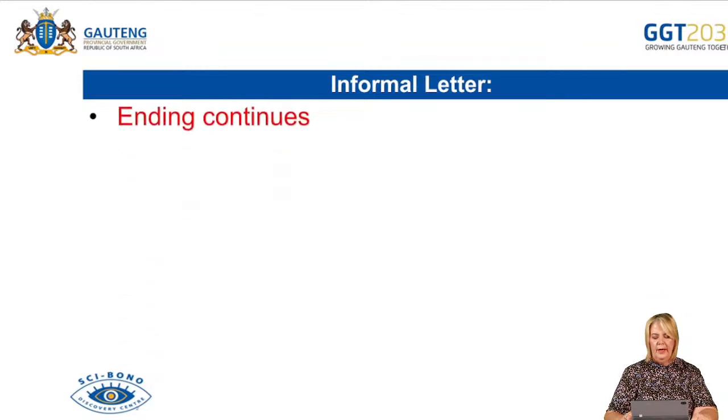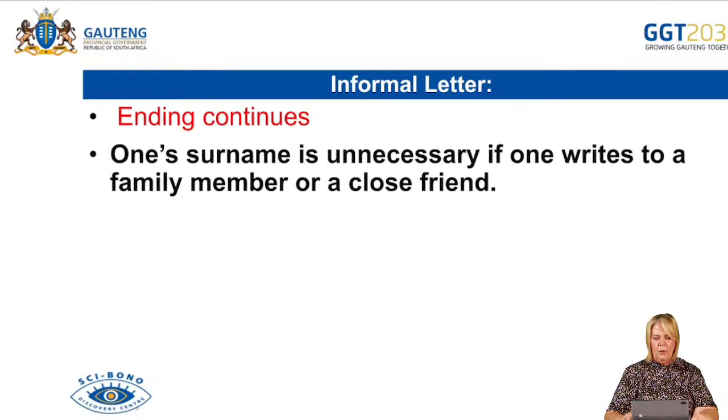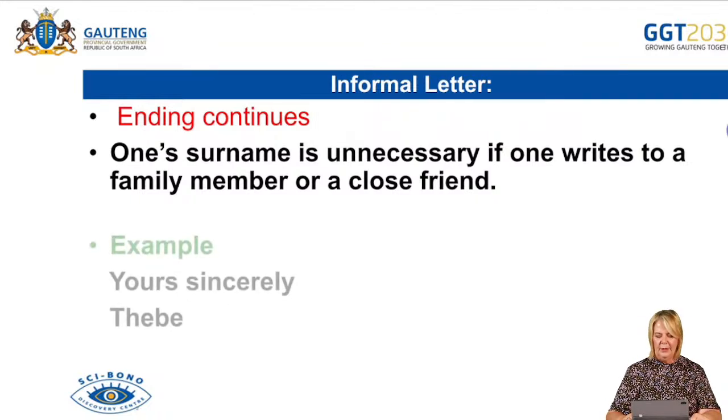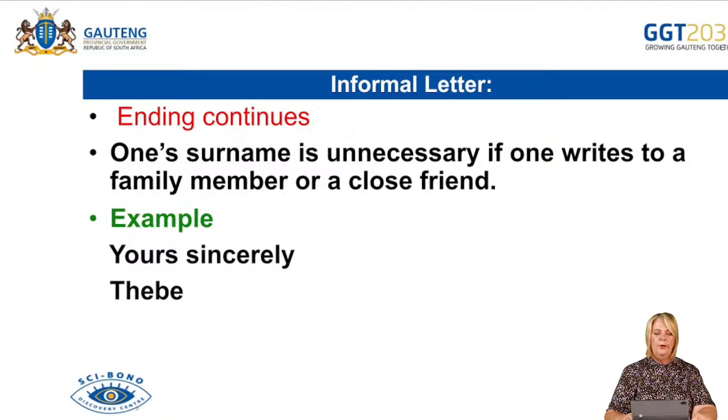Let's take a look at an example. One's surname is unnecessary if one writes to a family member or a close friend. They know who you are, so you don't have to include your surname. For example, yours sincerely, Tebe.